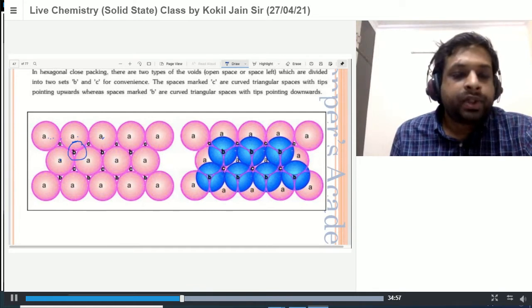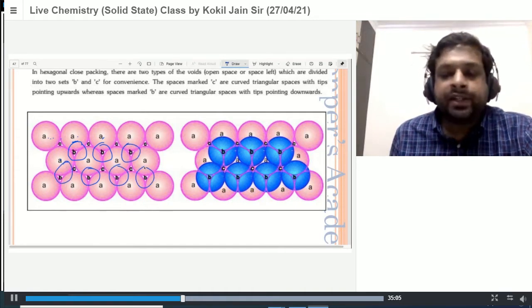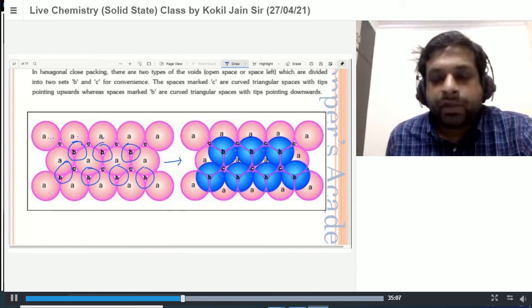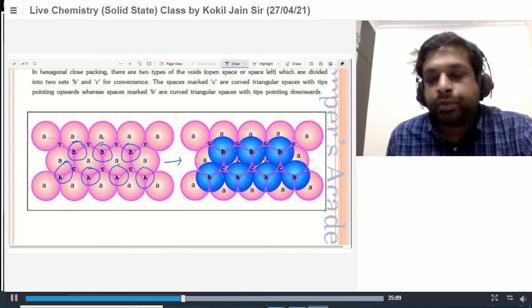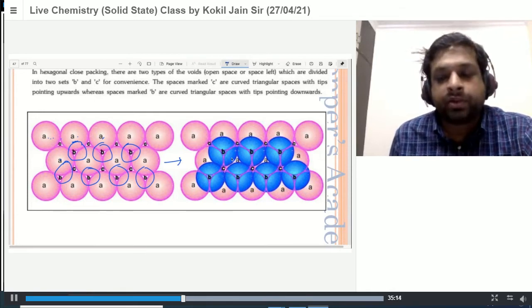Okay, I'm now putting another layer, the B layer, just above it, on the void space. Now see in the next diagram, I have done the same, putting another layer on the void space. I have put the B layer up that way, effectively making a sphere of the same size here. That is why it's called hexagonal.